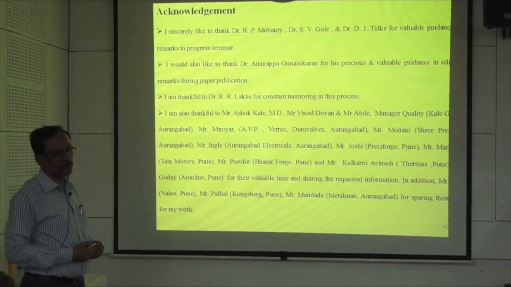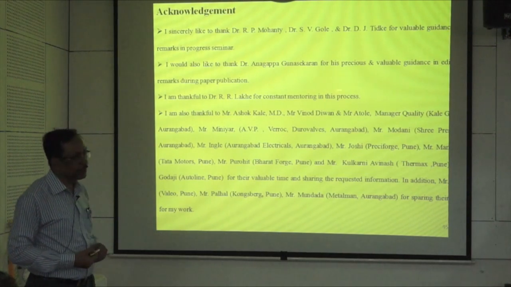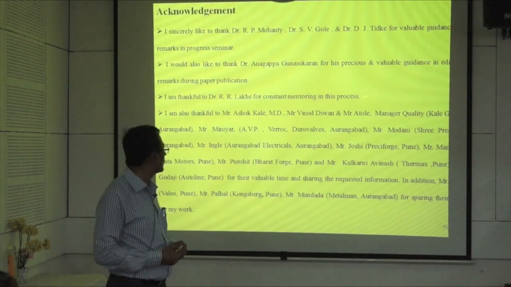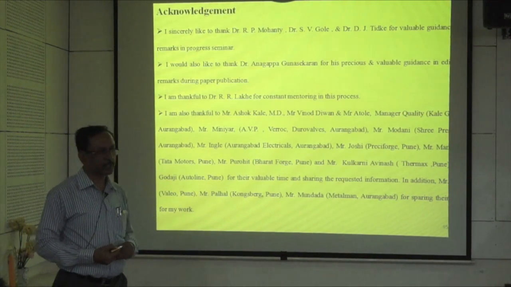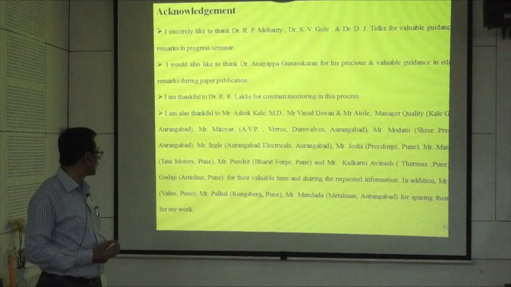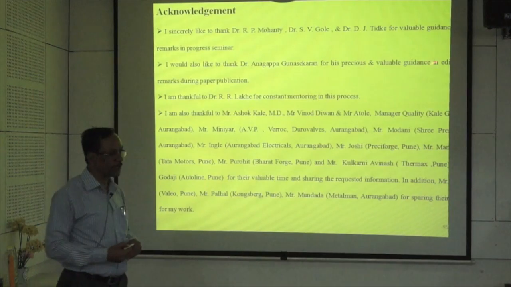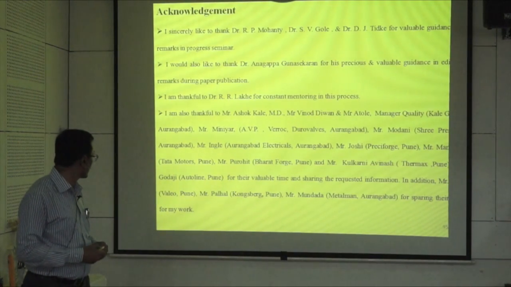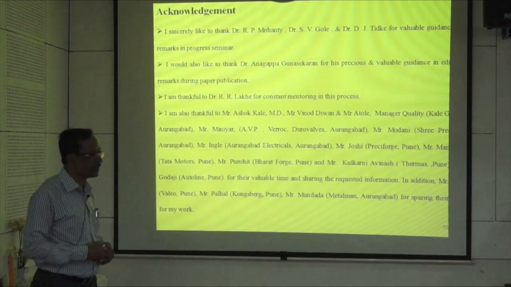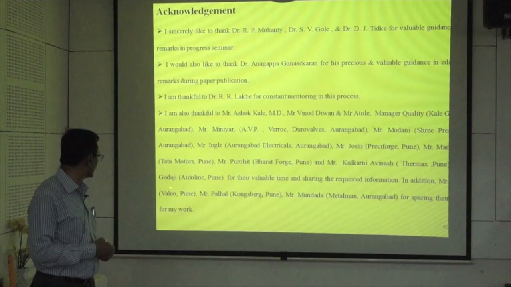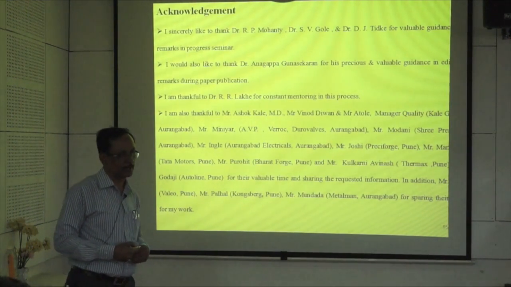Then these are the different industry people: Ashok Kale, Vinod Diwan, Atole from the Kale group of industry, Miniar, Associate Vice President, Bureau Walls, then Modani Shri Pressings, Ingre, Aurangabad Electricals, Joshi, Vesi Forge, Pune, Mandikar, Tata Motors, Mr. Purohit Bharat Forge, Kulkarni Avinash Thermats, and Godaji, Atoline Industry, and 3 more plants I have visited, but they have not shared the data. But they have shared some information, that is Value, Pune, then Kongsberg, and Metalman, Aurangabad.